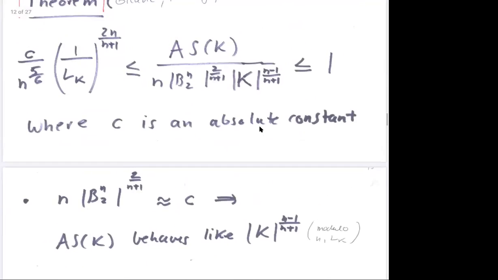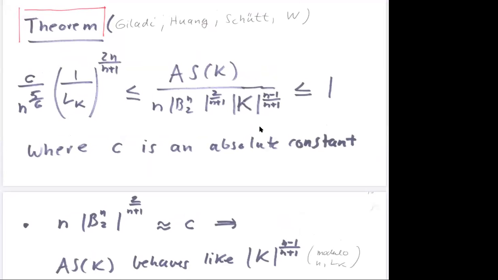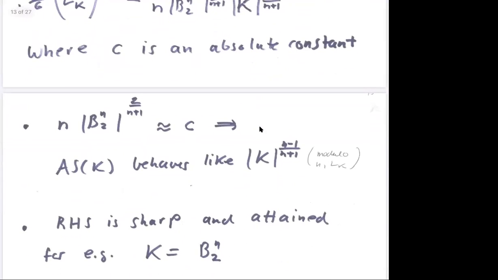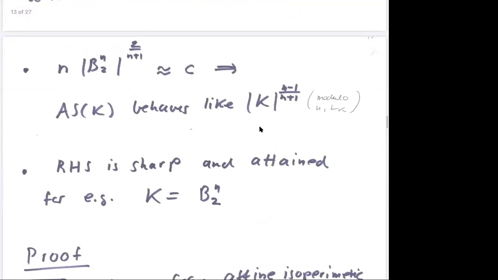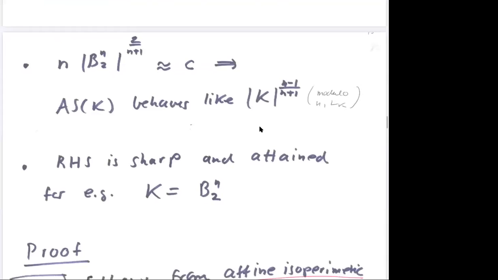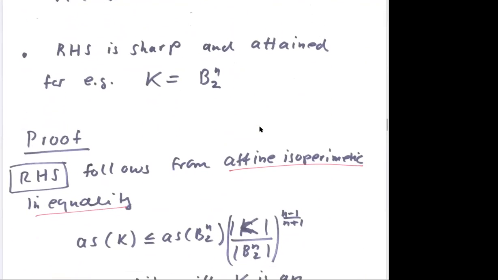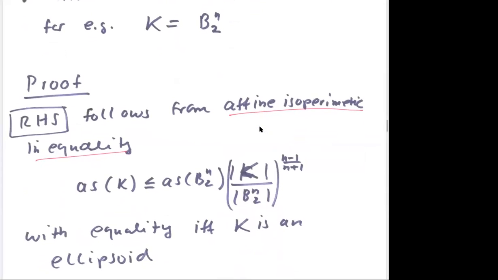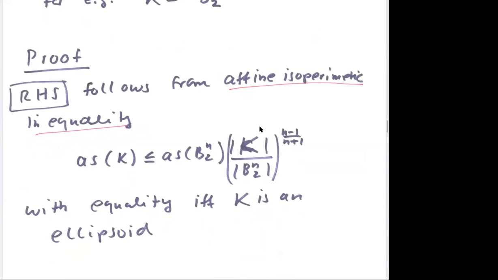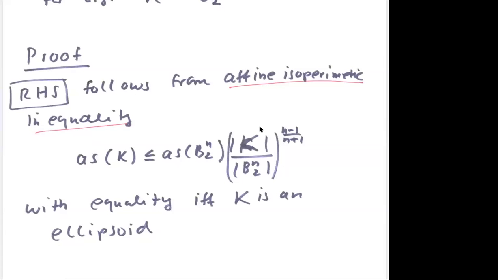The right-hand side of the inequality is actually sharp, and equality is attained if and only if K is an ellipsoid. It's attained, for instance, for the ball, but equality holds if and only if K is an ellipsoid. And I can give a very quick proof of the right-hand side of the inequality. That's the easy direction, and it just follows from what I told you earlier, the affine isoperimetric inequality.